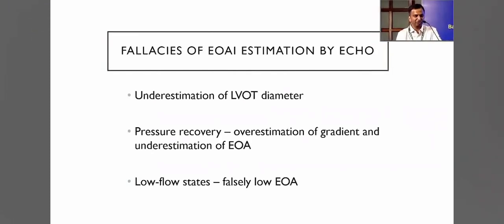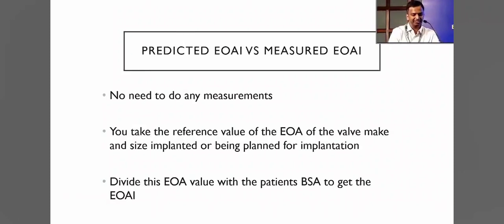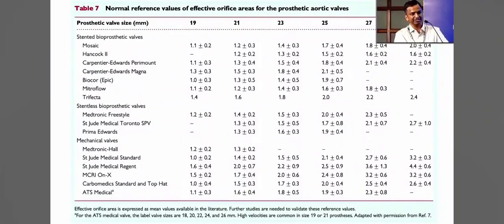So to avoid this inter-observer variability came this concept of the predicted EOA. In this technique, you do not need to do any echo measurements. You just take the reference value of the EOA for that particular valve and that particular size of valve which you are planning to implant or which has already been implanted, and divide this EOA by the patient's body surface area. So then the question comes, where do I get these reference values? Surprisingly, even this is widely available in the literature, and this has been collected from multiple studies from CoreValve echo lab estimations, and they've given the values of all the commonly implanted valves.